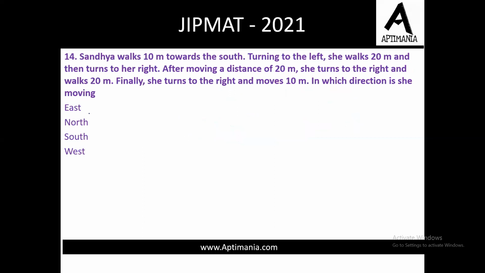Okay, direction sense. Sandhya walks 10 meters towards south. So let this be the starting point. 10 meters towards south. Let me mark the point as A. Turning to left. Now see, her face is downward. So left will be this side. She walks 20 meters. So this is 20 after turning left. And then turns to her right and covers a distance of 20 meters. यहाँ तक उसने 20 मीटर वापस कवर किया. Like this. She turns to right and walks 20.